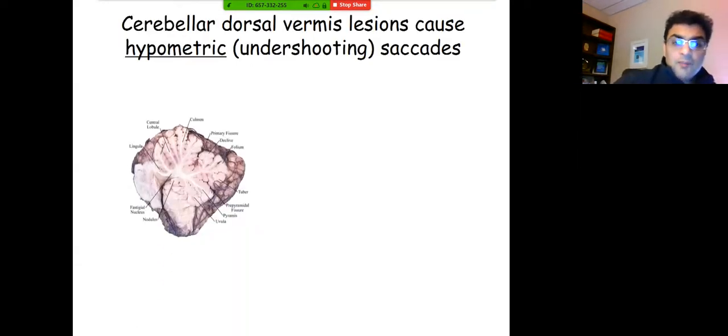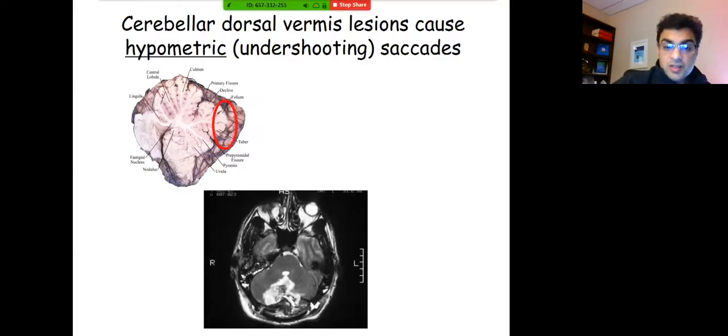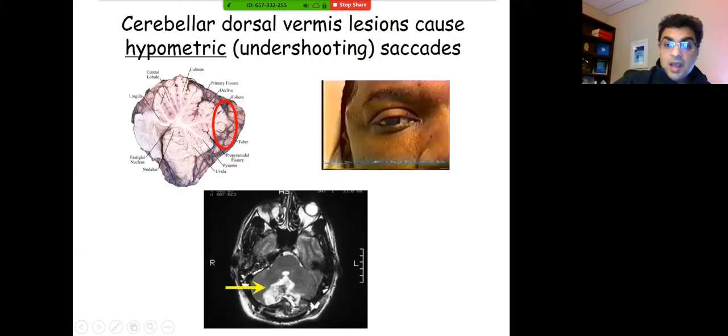So if you have a deficit in the cerebellar vermis, you get undershooting saccades. In this patient, the deficit is here, which is the oculomotor vermis. And you can see here. Finger. Camera. Eyes wide open. Finger. Camera. Finger. Camera. So he had undershooting of the saccades as a result of these deficits here.